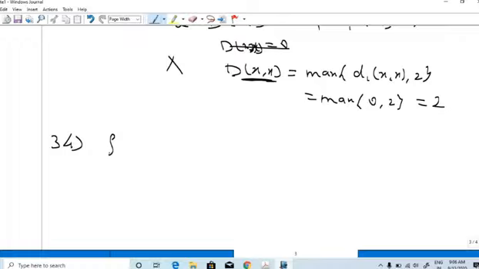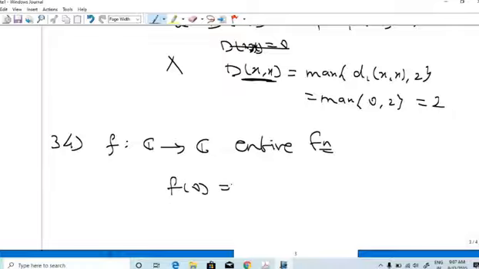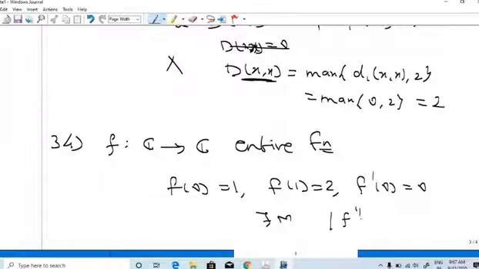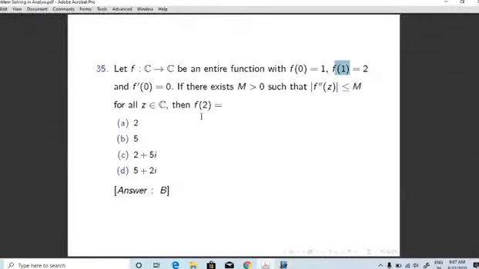f is a function from the complex numbers to the complex numbers, an entire function. They gave f of 0 equal to 1, f of 1 equal to 2, f dash of 0 equal to 0, and there is m such that the modulus of f double dash of z is less than or equal to m. So these are all hypotheses. Now we have to find the value of f of 2.